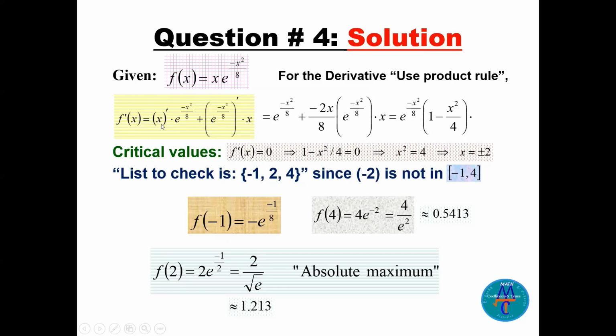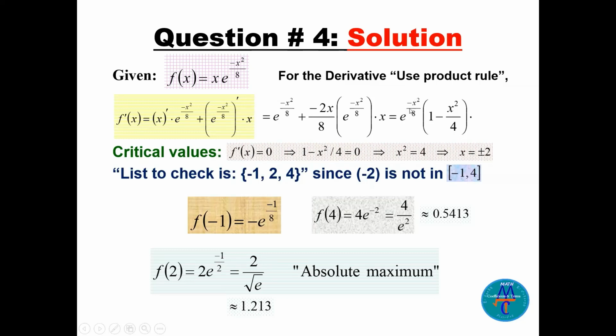So the derivative of the x will be 1 here, times e to the power minus x squared over 8. The derivative of e to the power minus x squared over 8 will be minus 2x over 8 times the same function, times the x. Now I can take e to the power minus x squared over 8 as a common factor. Inside the bracket, I will have 1 from this one here, 1 minus 2 divided by 8 will be 1 over 4, and there is an x and there is another x, so it will be minus x squared over 4. Now the critical values, f prime is equal to 0.